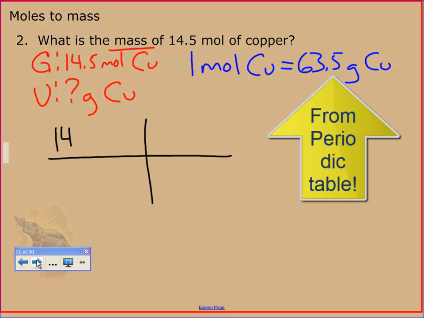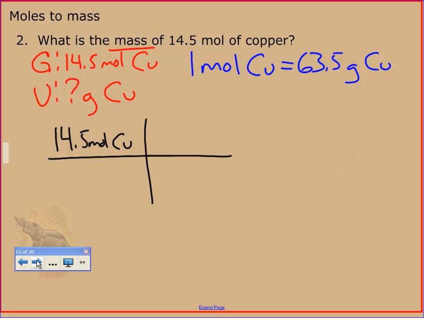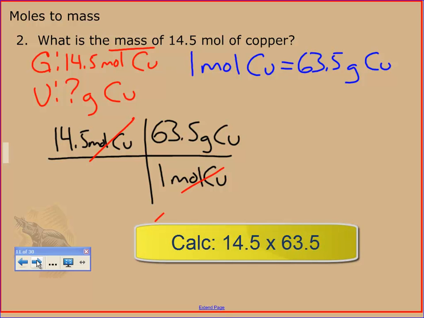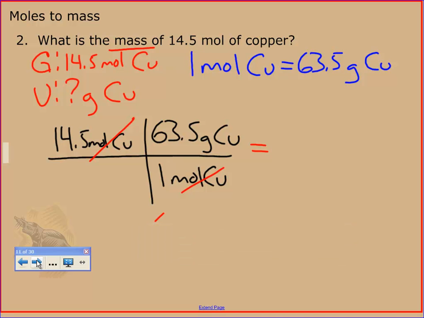Set up our railroad tracks. Put the given 14.5 moles of copper. We want 1 mole of copper on the bottom, and at the top we want 63.5 grams of copper. That's the other part. And remember, that's the gram atomic mass from the periodic table. Now in this case, we're going to cancel moles, and we multiply the numbers instead of dividing. So 14.5 times 63.5. Again, we've got 3 sig figs, so we're going to round to 3 sig figs here, and we get 921 grams of copper. Grams is what we're looking for.